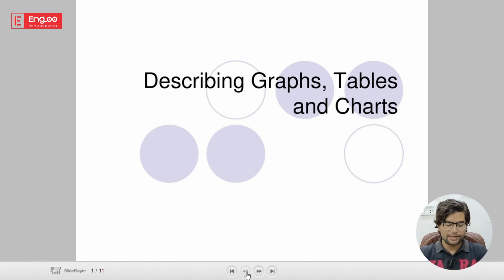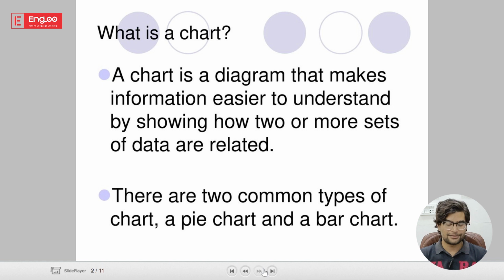Today I'm going to talk about how to describe graphs, tables, and charts. Many students find it difficult, and they get confused and stressed when they see that there are different sorts of things that could come in the IELTS exam.